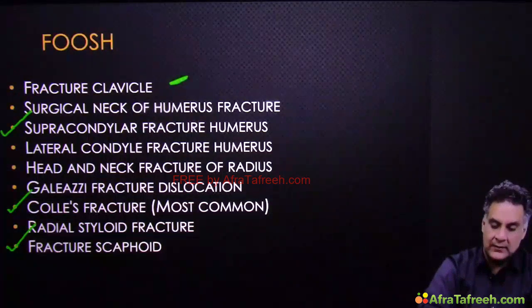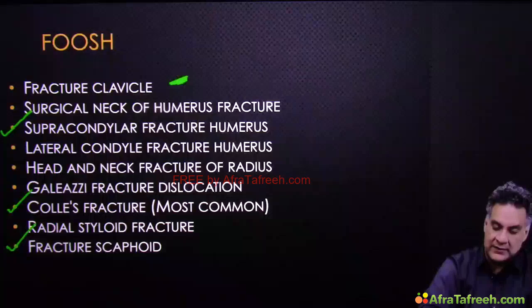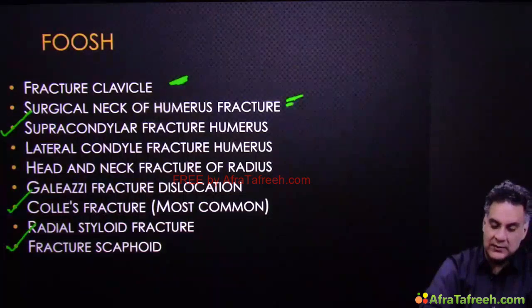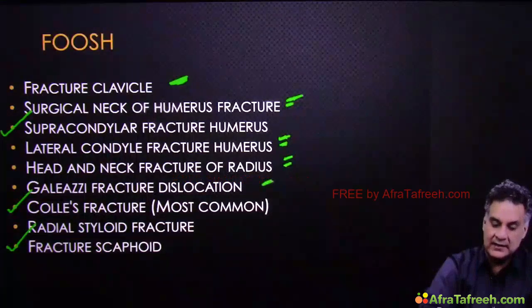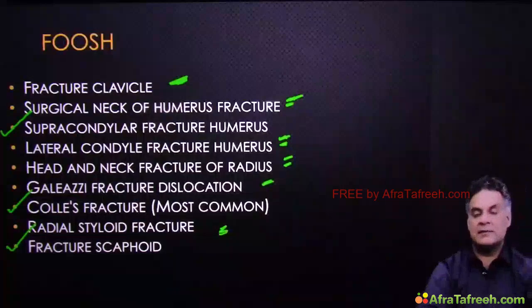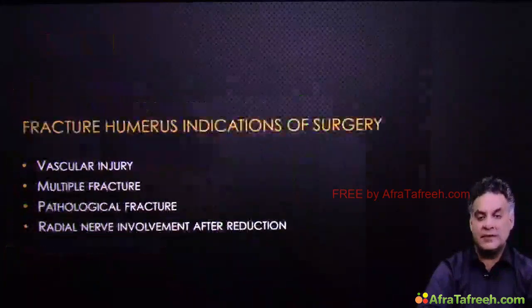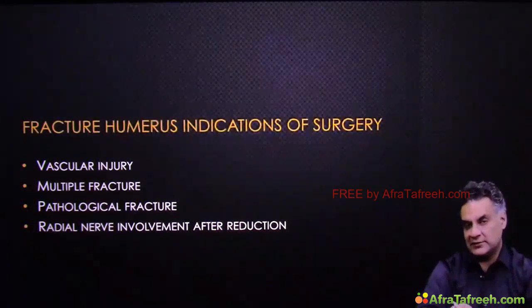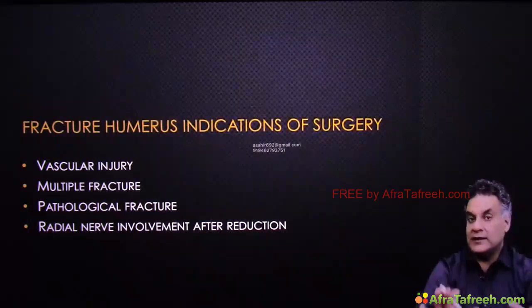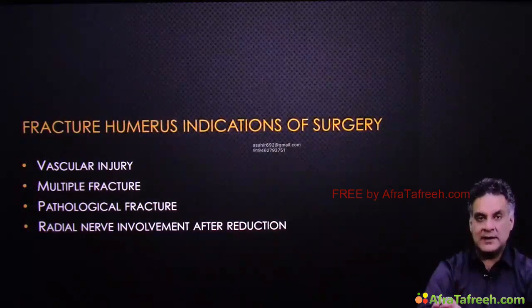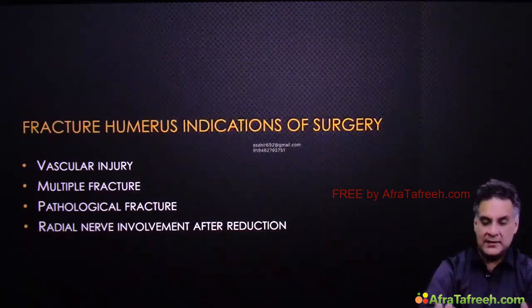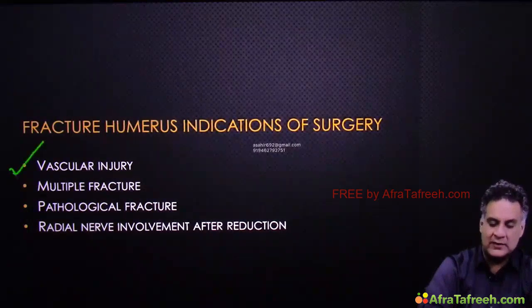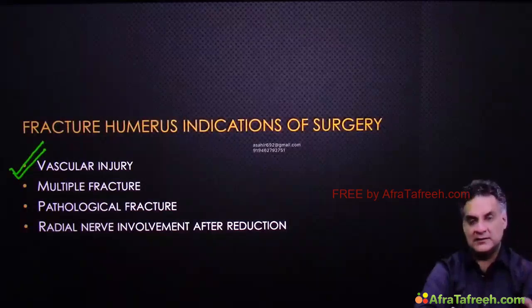Starting from the shoulder girdle, fracture clavicle, fracture humerus, lateral condyle humerus, radius, Galeazzi, radial styloid fracture, apart from the list I have mentioned. Remember, fracture humerus and scaphoid are two fractures of upper limb where you rarely operate. But sometimes in fracture humerus you operate when it's associated with a vascular injury, which is an absolute emergency.